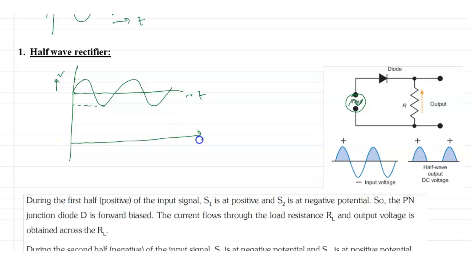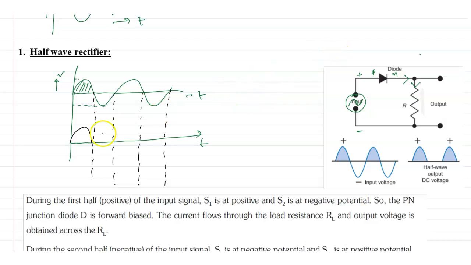As the input signal is AC, suppose initially the upper side is positive and the lower side is negative. Then the diode is in forward bias, because the P side has positive voltage and the N side has negative voltage. So the current will flow from P to N, in this direction. For the first half, we get current, and if I draw the first half output, we get it like this.